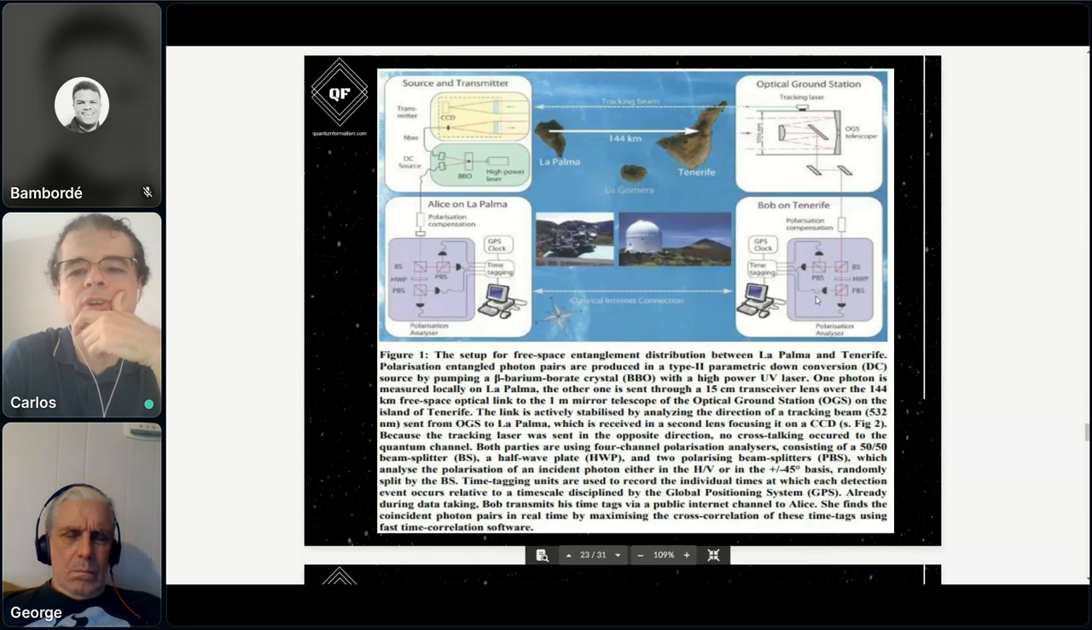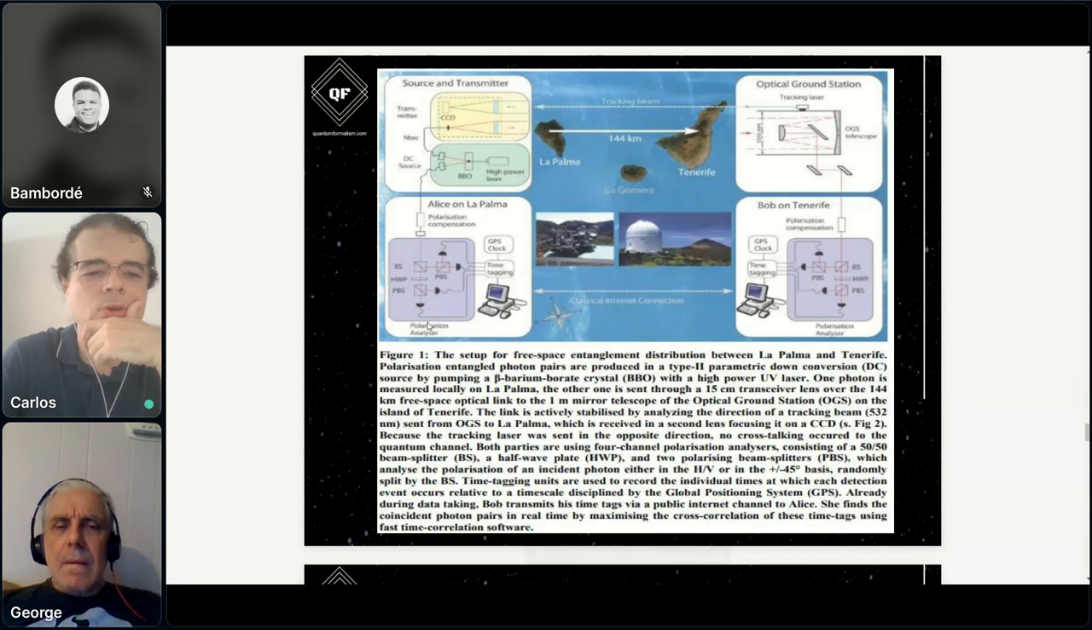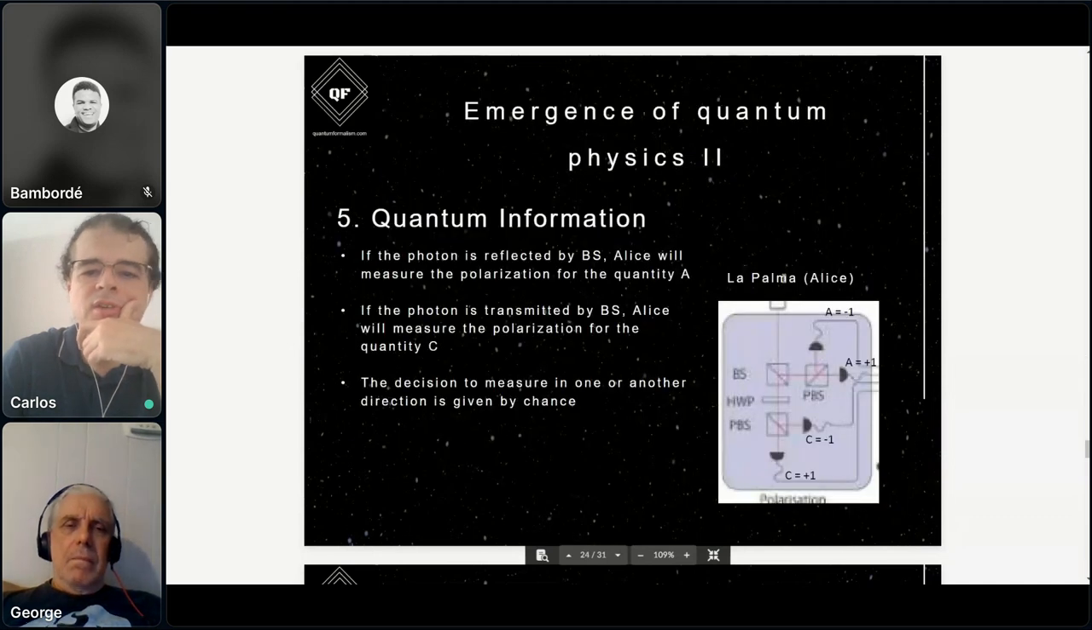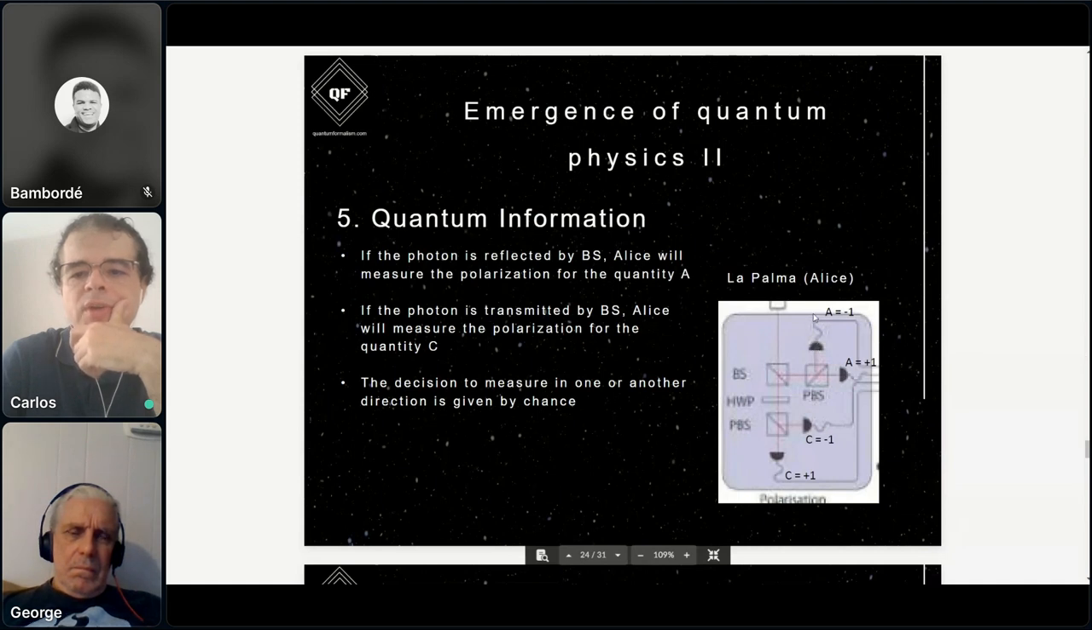So let's focus here on the Zehnder interferometer. Let's see in this case. In the La Palma case, when Alice is placed, the photon comes here. It can be reflected in this direction, and we'll find a second beam splitter. It can be reflected in this direction. If this happens, I'll say that quantity A is minus one. So if this detector clicks, A is minus one.